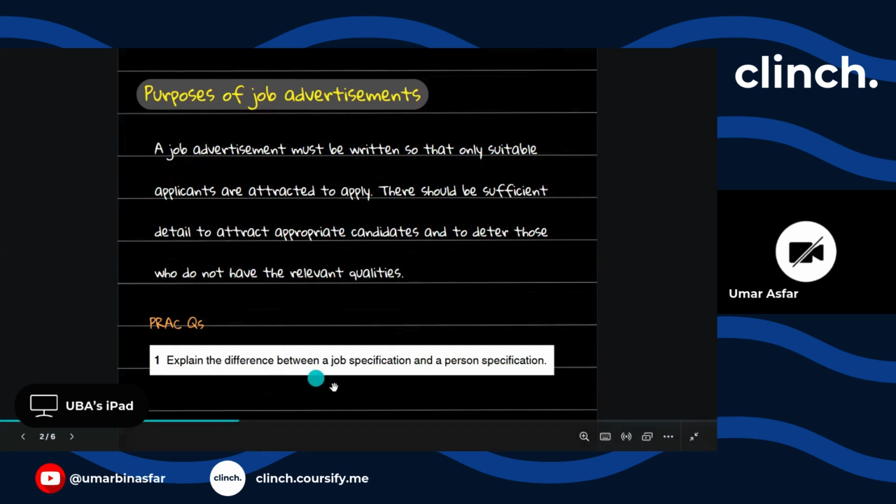For a practice question, explain the difference between a job specification and a person specification. A job specification is more related to the job, while the person specification is more related to the person being looked for the job.